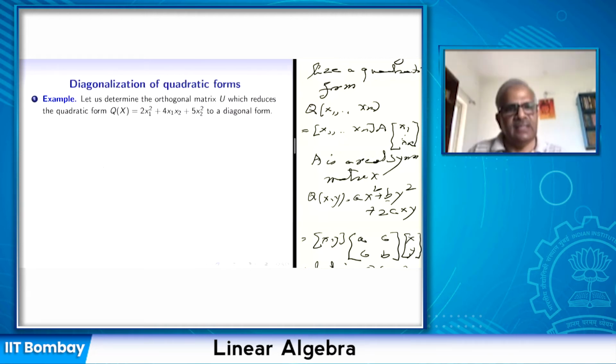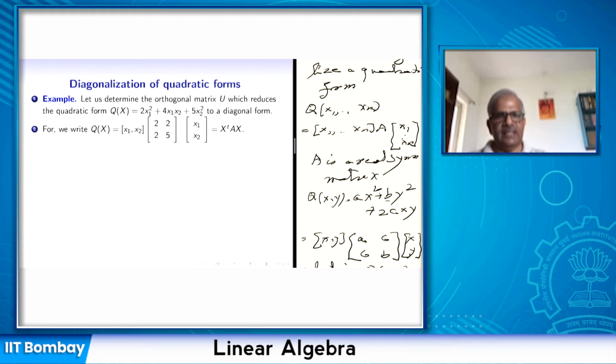So let us see this in some example. Let us determine the orthogonal matrix U, which reduces the quadratic form 2x1 square plus 4x1 x2 plus 5x2 square to diagonal form. What is the procedure? First, I will write Qx as x transpose Ax, where A is a real symmetric matrix. This is going to be a 2 by 2 matrix, and the diagonal entries are coefficients of x1 square, x2 square. The other off diagonal entries are half of the coefficient of x1 x2.